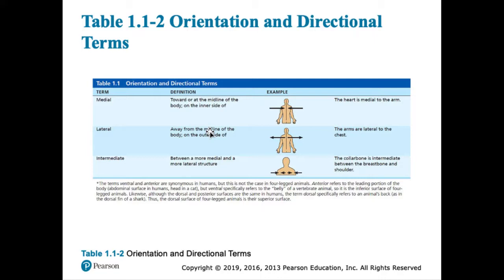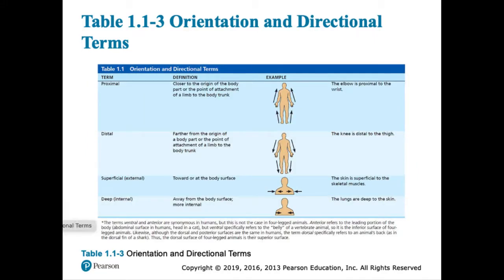Intermediate. So that's between a more medial and a more lateral structure. Okay, so again, in anatomical position, the collarbone is intermediate between the breastbone and the shoulder. So if you hear intermediate, of course, you're looking that way. So those are three more. Again, stop here and make sure you understand these features so that you can utilize those as we go on. Some others. So there's a lot of terminology to memorize before we get into these systems, right?